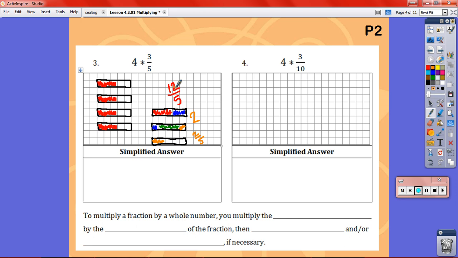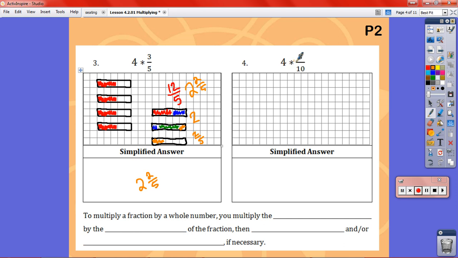So what I'm saying is that 12/5 is the same as 2 wholes and 2/5. Basically, 5 out of 5 is 1 whole. So 10/5 would be 2 wholes. So I take my 2 wholes out, my 10/5, and 12 minus 10 is 2/5 left over. 2 and 2/5. And I ended up with 12 pieces. 4 times 3 is 12. So let's see if that works for the next one.